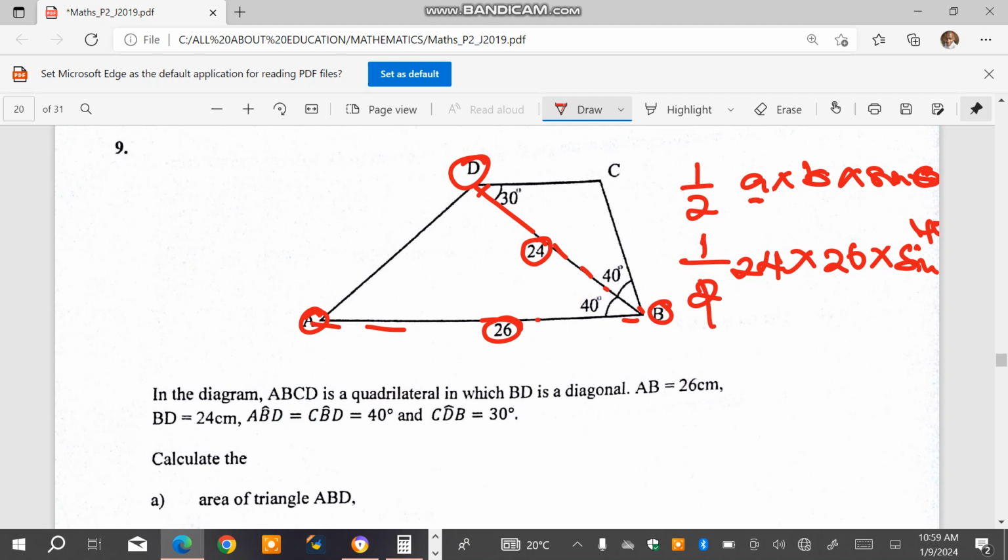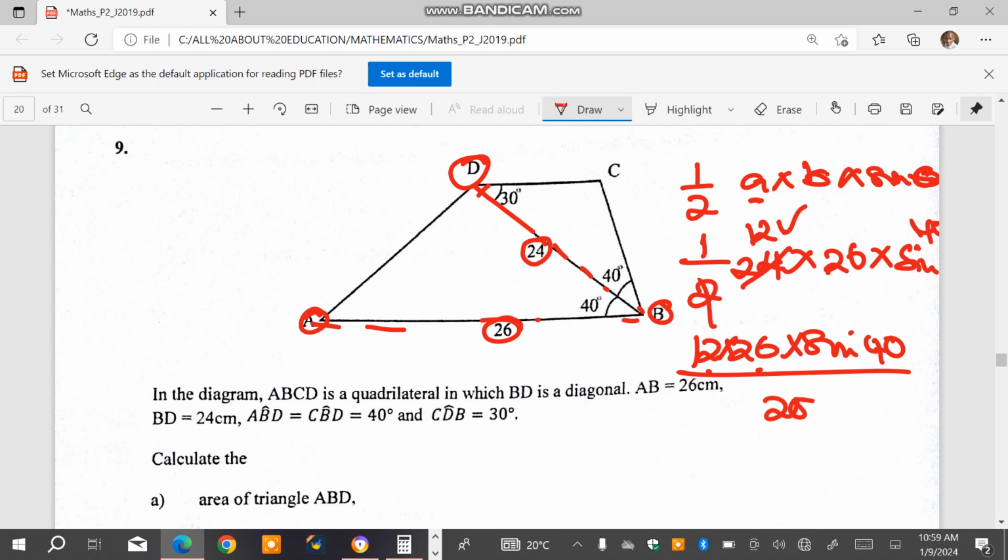So I'm going to do half times 24, and we obtain 12, and I'm going to say 12 times 26 times sine 40. If you multiply everything here, you are going to obtain 200.5 square centimeters, because this is area.